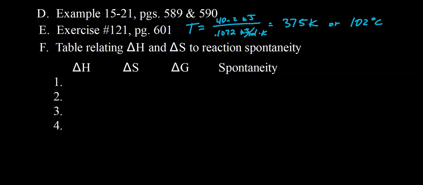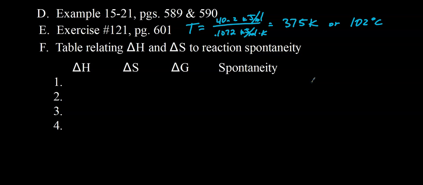So using delta H for change from liquid to gas for that substance, we get 40.2 kilojoules per mole. And then delta S for the change from liquid to gas, 107.2 joules per mole Kelvin, or 0.1072 kilojoules per mole Kelvin. We get 375 Kelvin, which works out to be 102 degrees Celsius for the normal boiling point of that substance.